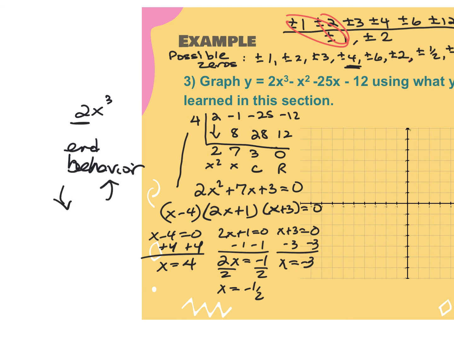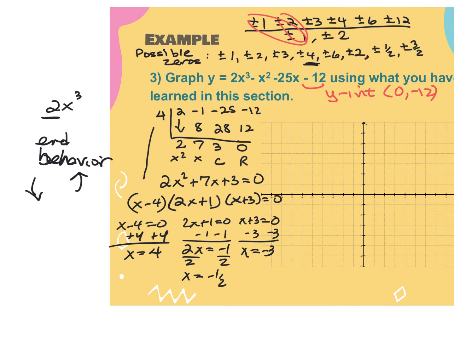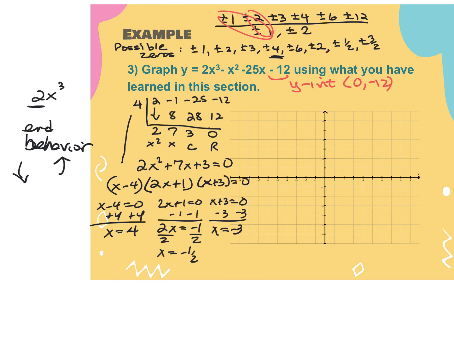So I'm going to go ahead and also, from my original equation, I could also see my y-intercept. It's just this constant. So my y-intercept that I'm also going to graph is the ordered pair 0, negative 12. So let me go ahead and put these 3 zeros on my graph as well as my y-intercept. From there, I'm going to see where I need to look for additional points. So I'm going to graph positive 4, negative half, and negative 3.